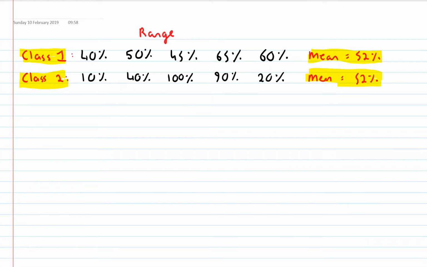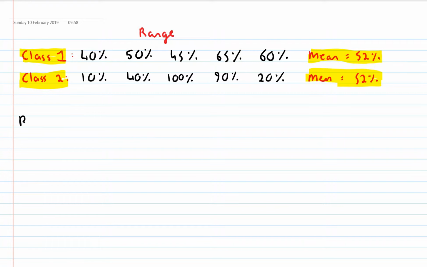Now if I said to you I had two classes and they both got a mean of 52%, you would think those classes were very similar. However, if you look at the grades here, they're not similar at all. One class, they kind of have the 5 grades that are close enough together, whereas in class 2 we have some people doing really well and we have some people doing really badly. So to give a better view of both of the classes, we can use the range, which shows how spread out this data is.